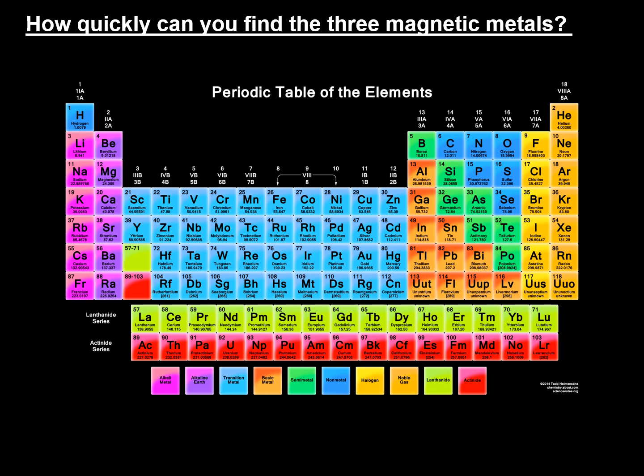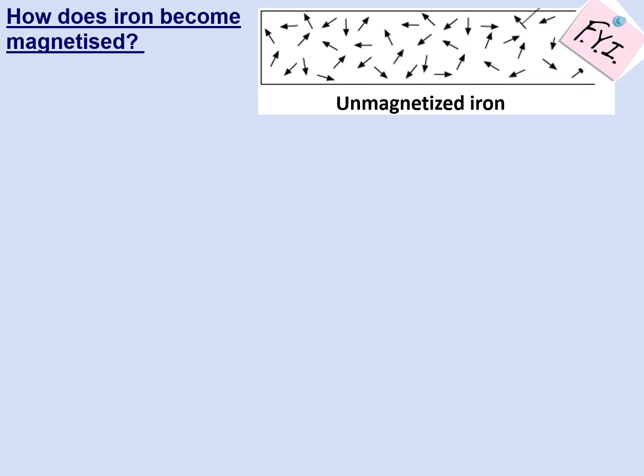So, as that says, how familiar are you with the periodic table? Can you find the 3 magnetic metals? Off you go. I'm going to click up the answers very shortly. Once you've found one, it should be dead easy to find the others because they are all together on the periodic table. And again, it's no coincidence that they are together on the periodic table, and those 3 are the only ones that can be magnetized. We're going to look at that in a little bit more detail.